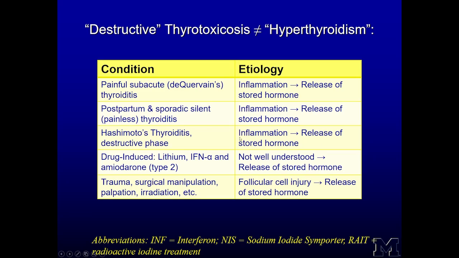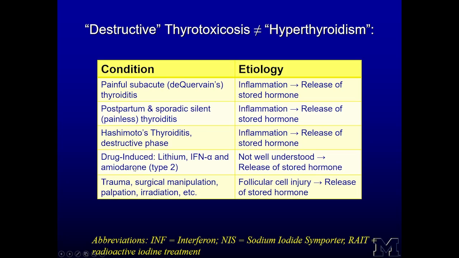These are the conditions that lead to destructive thyrotoxicosis. This is painful subacute or de Quervain thyroiditis. Also postpartum or sporadic silent thyroiditis occurring within 3 to 6 months after delivery. Hashimoto thyroiditis in the destructive phase. Also, we have medication-induced thyroiditis such as lithium thyroiditis, interferon alpha thyroiditis, and type 2 amiodarone-induced thyroiditis.